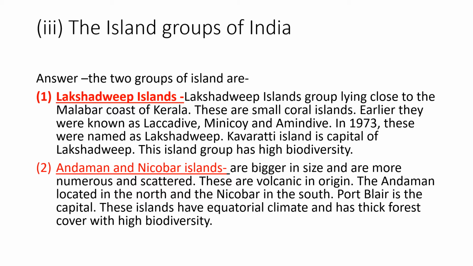Second one is Andaman and Nicobar Islands, which are bigger in size and are more numerous and scattered. These are volcanic in origin. The Andaman is located in the north and the Nicobar in the south. Port Blair is the capital of Andaman and Nicobar. These islands have equatorial climate and thick forest cover with high biodiversity.